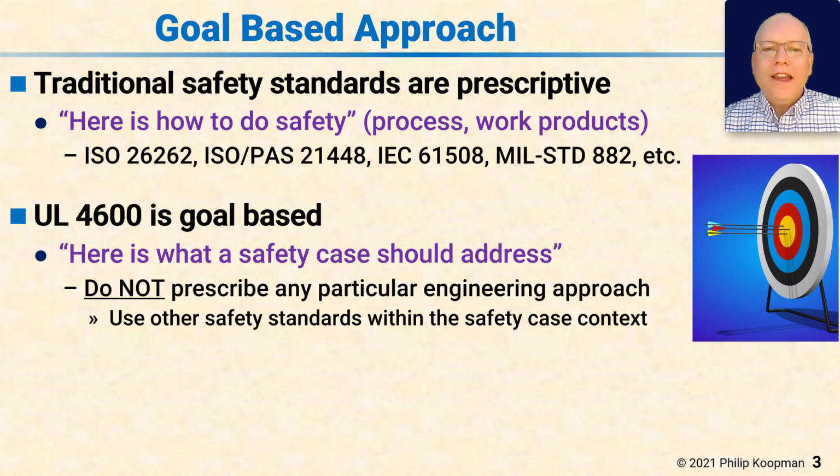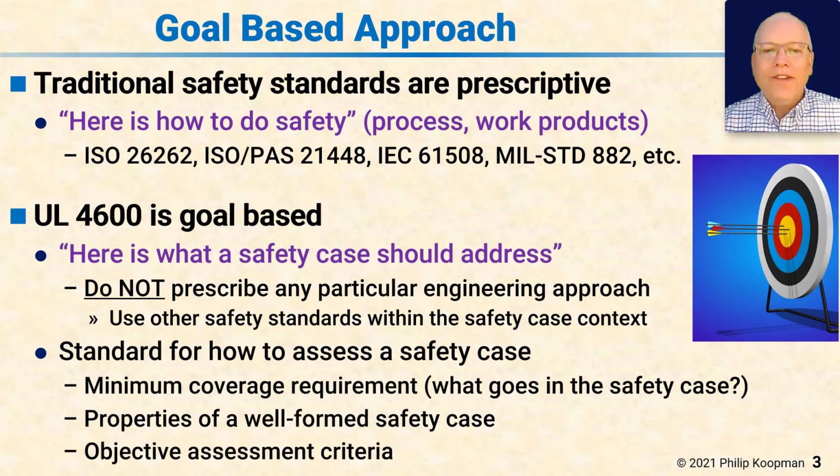What it says is, here's what a safety case should address, and that tells you what goes in the safety case and the types of activities you need to perform. It does not prescribe any particular engineering approach. As we'll see later, for example, it says, well, you have to have a list of all the hazards that matter, but you can use pretty much any reasonable way to get there. So that means this can work with other safety standards, and the work products from those other safety standards are incorporated into 4600 as part of the safety case.